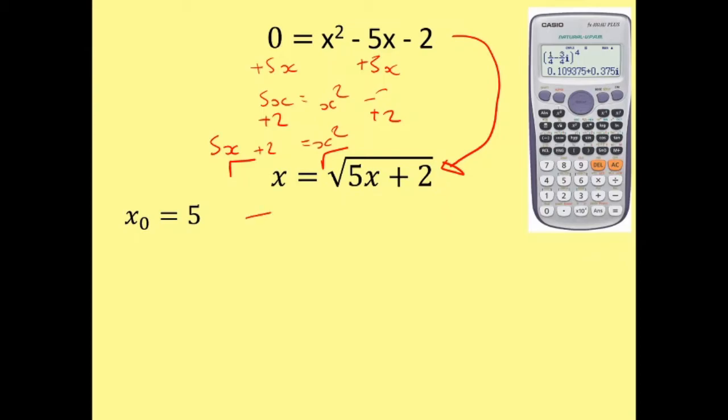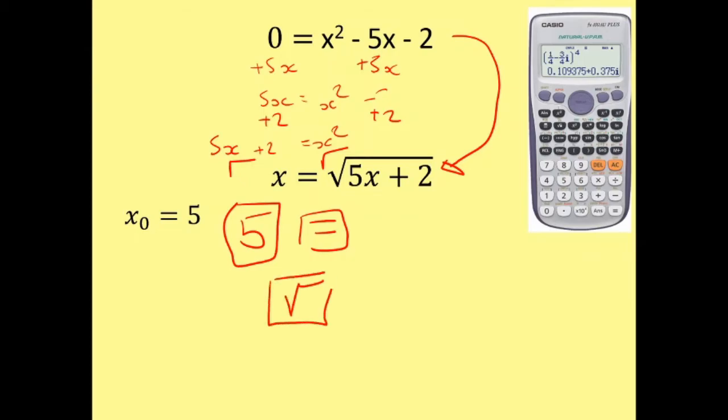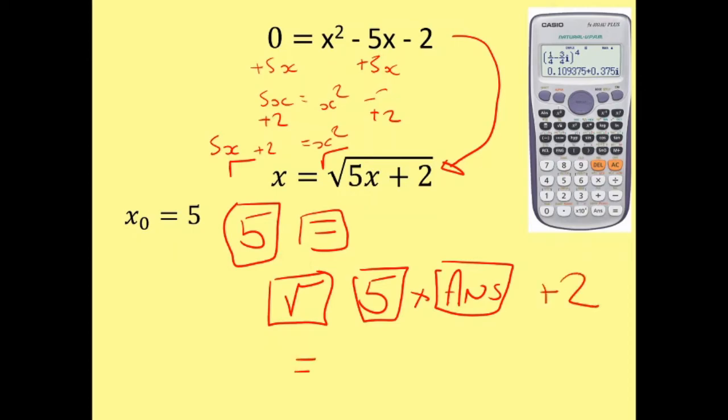Okay. So in my calculator, I'm going to put 5 and I'm going to put equals. So I've told my calculator my first number is 5. And I'm going to have to type this in. It gets a bit complicated. I use the square root button. Then I'll do 5 times my answer, and your answer can be stored as x, and plus 2. And then all I really need to do is just continuously press equals over and over again until we get an answer. So I've got 5, so 5 equals, and then the square root of 5 times my answer plus 2. So I've got 3 root 3 for my first one.